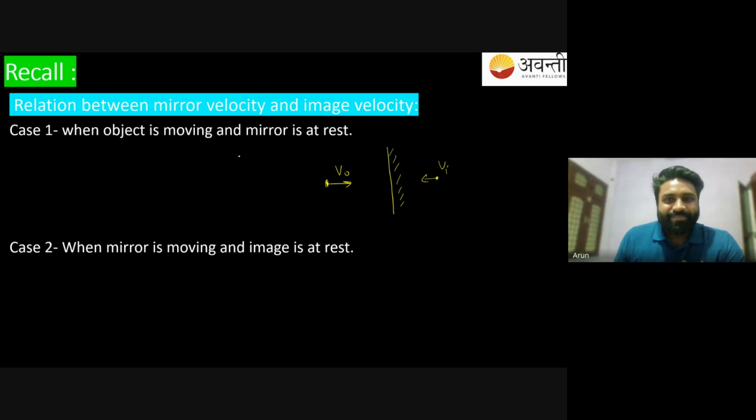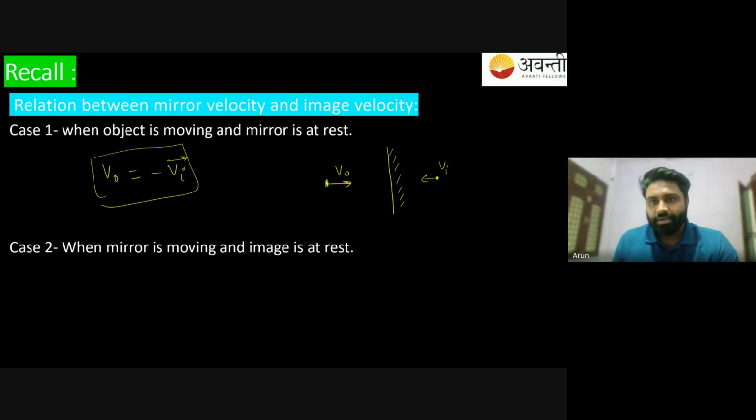So this is the velocity of object, this is the velocity of image. We have the concept that the velocity of object is always equal to the negative of the velocity of image. This is the formula that we have when the mirror is at rest. We are measuring these velocities with respect to the mirror. So keep in mind that the velocity of object with respect to the mirror is always the negative of the velocity of image with respect to the mirror. Now, if the mirror is at rest, then this case would follow.